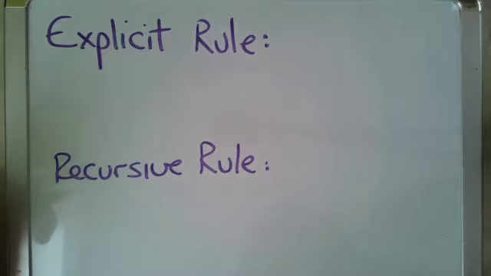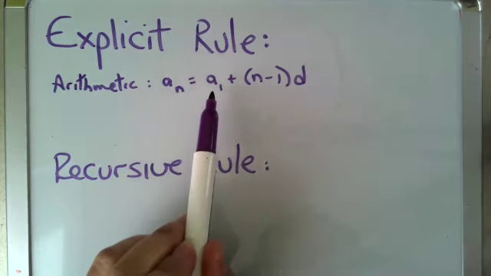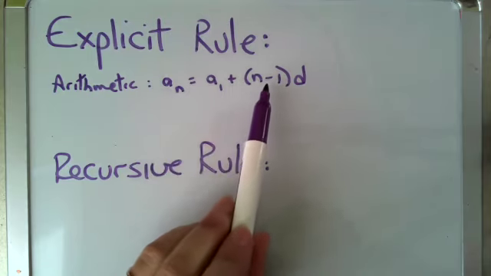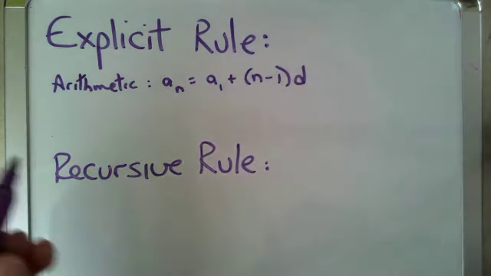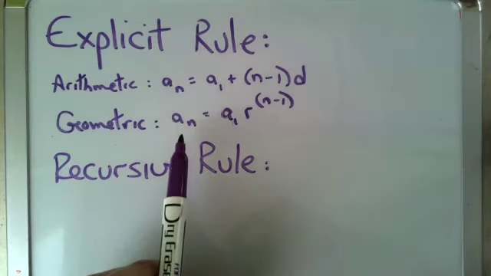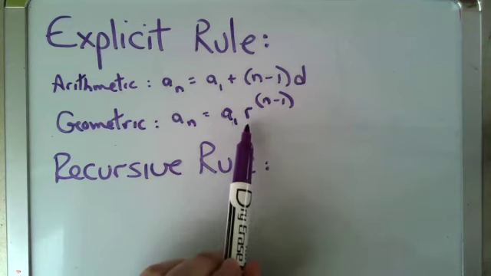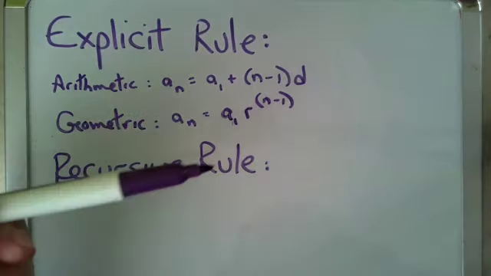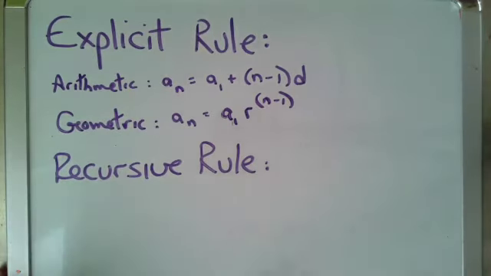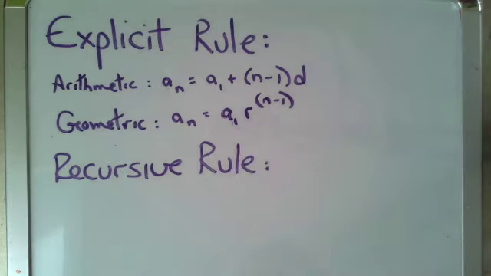And so you've learned that for an arithmetic sequence, the nth term of that sequence can be found by taking the first term plus the number term you're looking for minus 1 times d, the difference between any two terms. And for a geometric sequence, you can find the nth term by taking the first term and multiplying it by the common ratio raised to the number term you're looking for minus 1. Those are both called explicit rules. They allow you to find any given term of a sequence as long as you've got the first term and either the common difference or the common ratio.